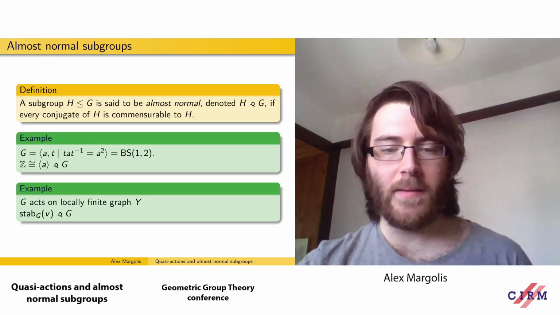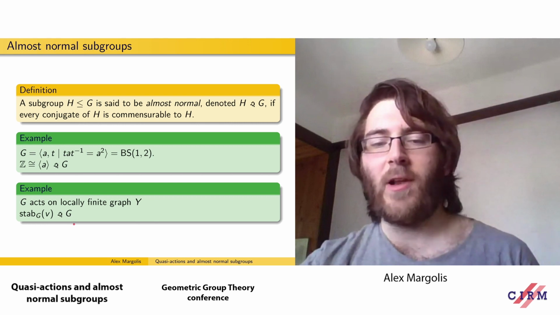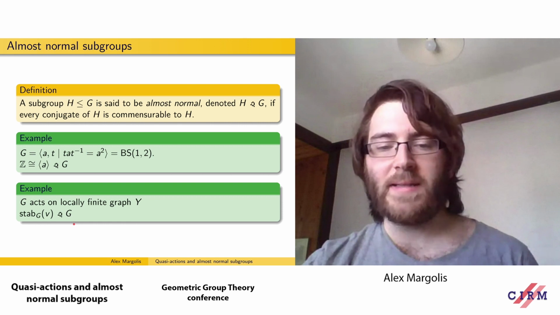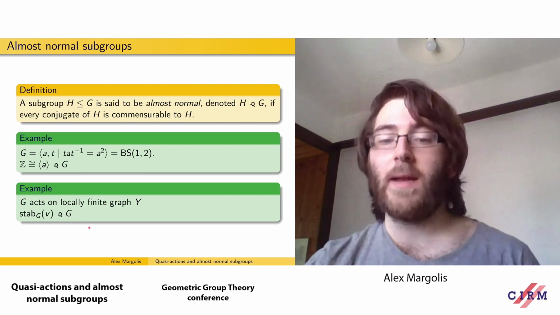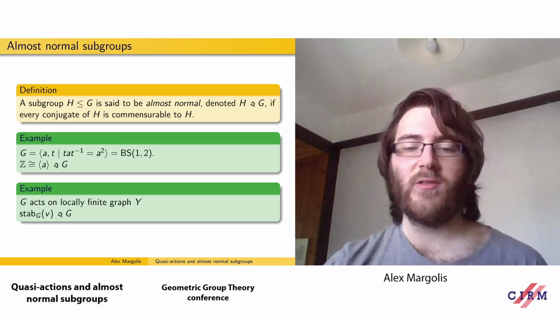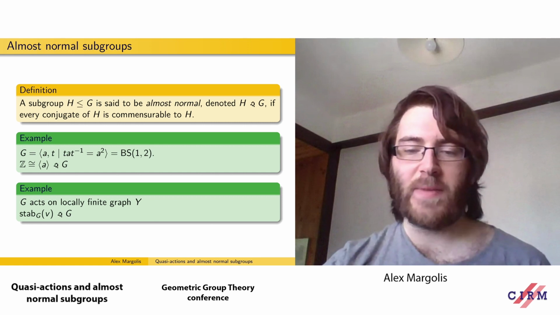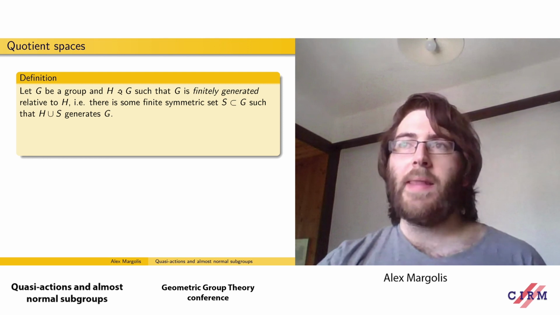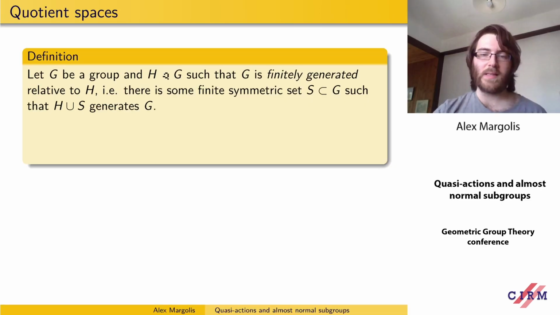And a more general example: if we have a group G acting on some locally finite graph, then a stabilizer of a vertex is an almost normal subgroup of the group G. So these are quite ubiquitous, and we can already see the connection between almost normal subgroups and discretizable spaces. And there's also a notion of a quotient space. So if we have a normal subgroup, then we have a quotient group. If we have an almost normal subgroup, we have a quotient space, so a space which is well-defined up to quasi-isometry and essentially has all the geometry you'd expect the quotient group to have, except it may not actually be a group.